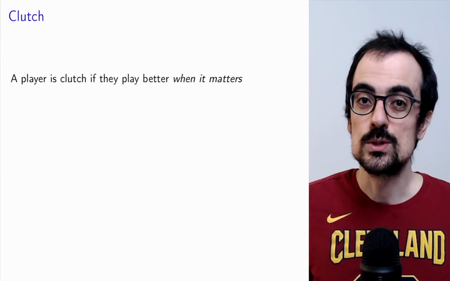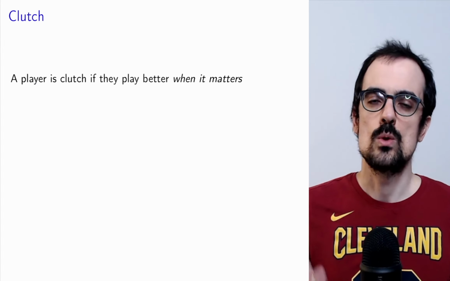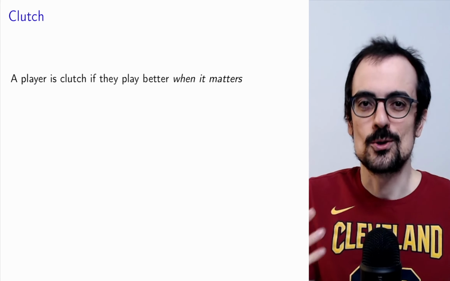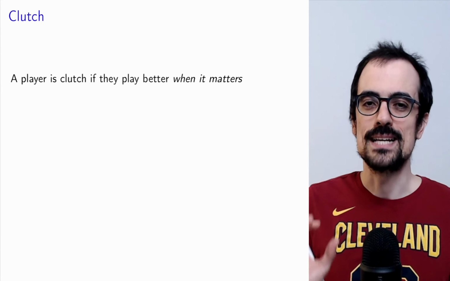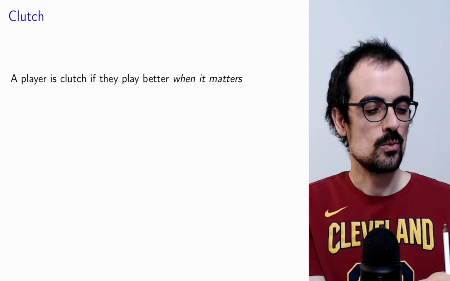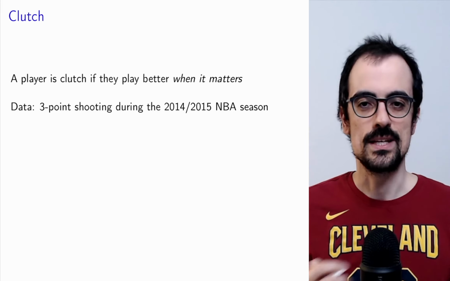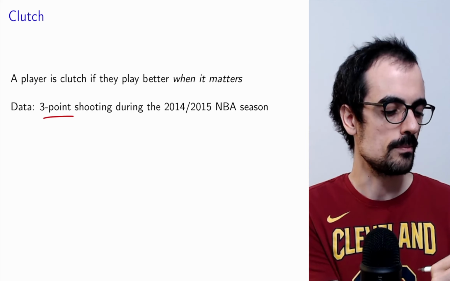Alright, so in order to motivate multiple testing, let's start with an example. We're going to evaluate whether NBA players are clutch. A player is called clutch by fans and sports journalists if they play better when it matters. We're going to evaluate whether that's the case for players in the NBA in the 2014-2015 season, and we're going to focus on three-point shooting.